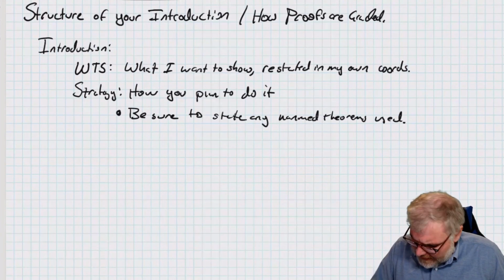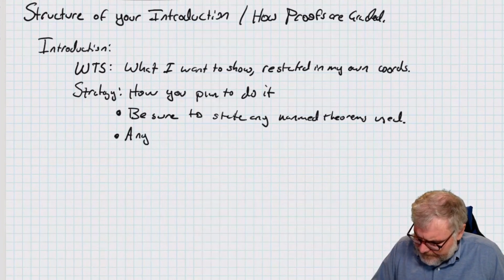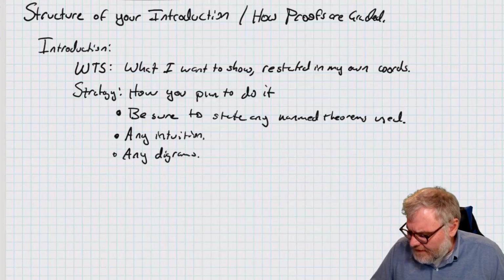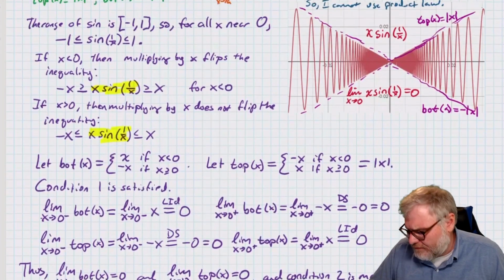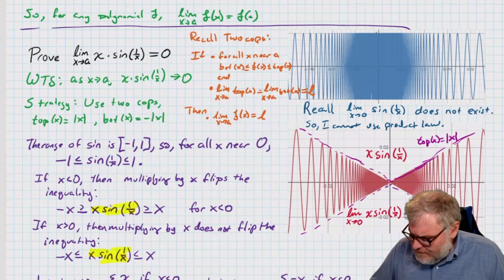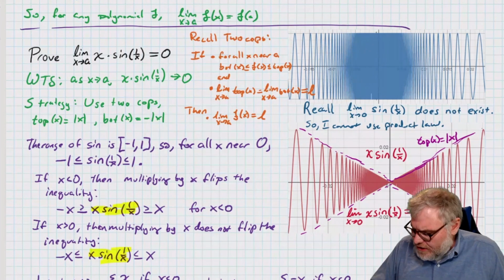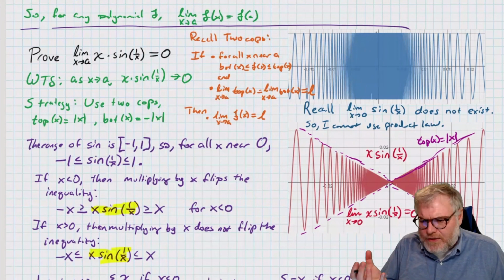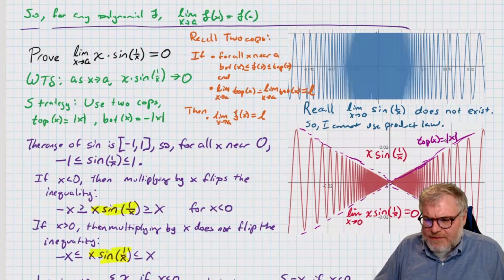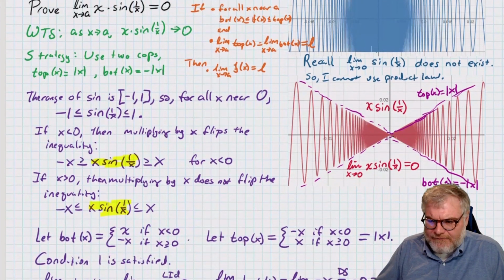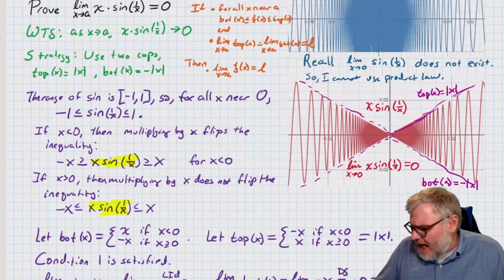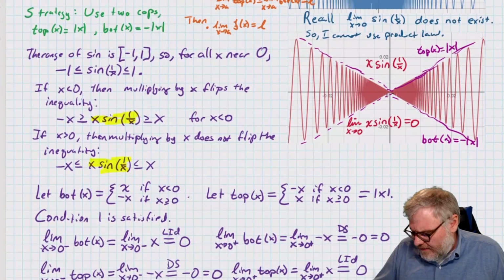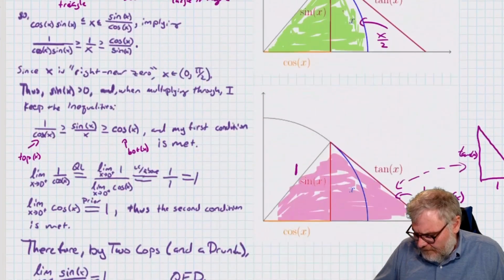Any intuition would go here, and any pictures, and then any diagrams. So this is not the type of diagram I'm talking about. This is the type of diagram I'm talking about. If I'm writing my introduction, this really isn't part of the proof, but it's the intuition going on here, that we're going to squeeze this thing together. The two bounds are going to be the absolute value of x and the negative absolute value of x, which is where we'll get to eventually. But any intuition or pictures that aren't part of the proof should go there as part of your strategy and your introduction.